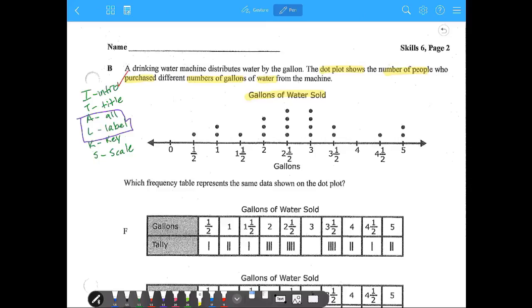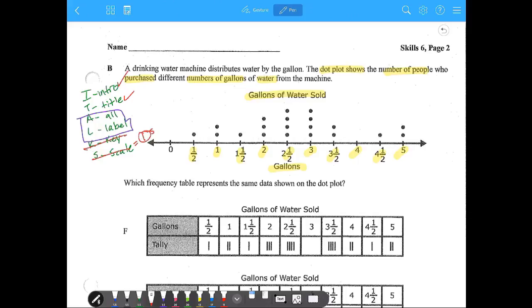Let's circle our titles. Gallons of water and gallons. And these represent the number of gallons right here that you see there. Those are the number of gallons. So we circled all our titles. There is no key and there is no scale. So the scale, we're counting by ones. If there's no scale, then we can assume that all the dots represent we're counting by ones.